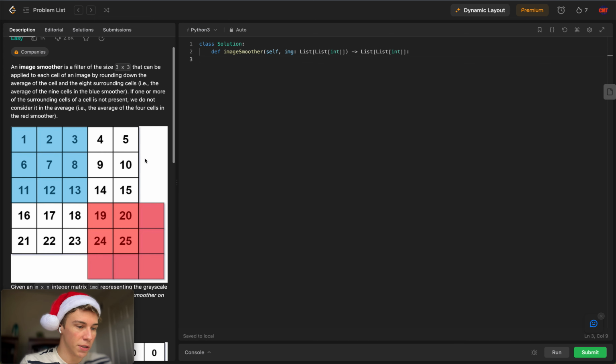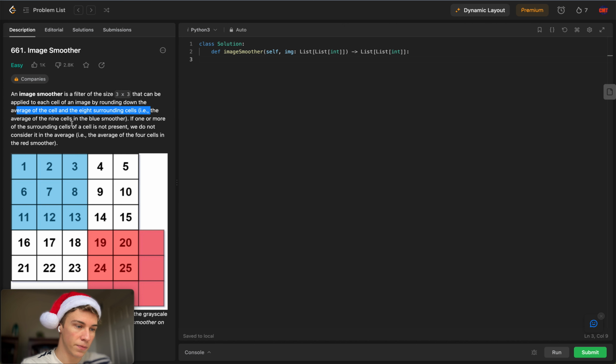An image smoother is a filter of size 3 by 3 that can be applied to each of the cells on an image by rounding down the average of the cell and the 8 surrounding cells. The average of the 9 cells is the smoother. So each cell in the input image can be smoothed by taking the average of the cell plus the 8 surrounding cells. Okay, that so far makes sense.